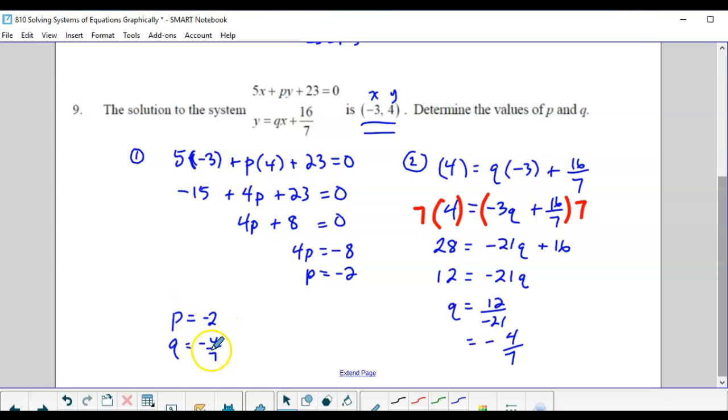You don't put those in an ordered pair because the equations are in terms of x and y. These are just the values of p and q that make sure that these equations have the solution negative 3, 4. And that's it.